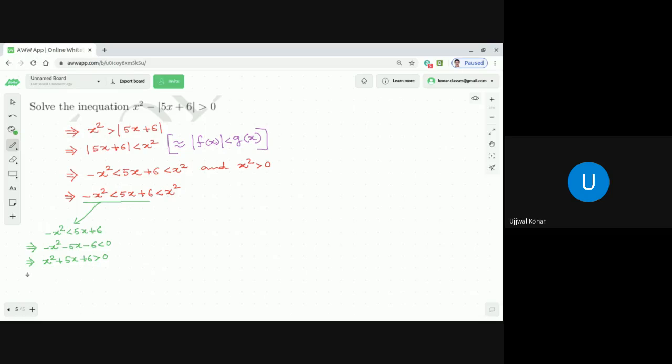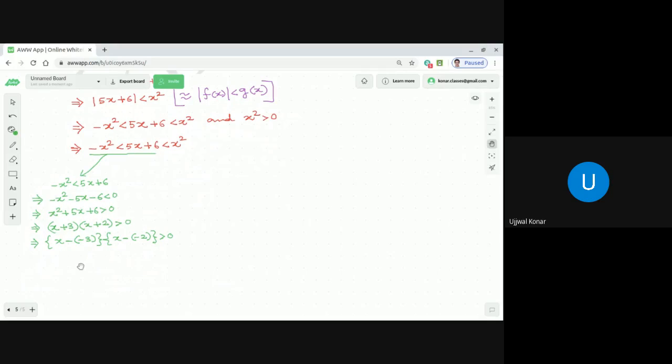Then what will we do? We will do middle term factorization. We are going to get x plus 3 into x plus 2 greater than 0. Let me write it properly. Sometimes in the digital board this happens. Now I want to make it elaborate, so we always prefer to write in terms of x minus of minus 3 into x minus of minus 2 greater than 0, correct or not?